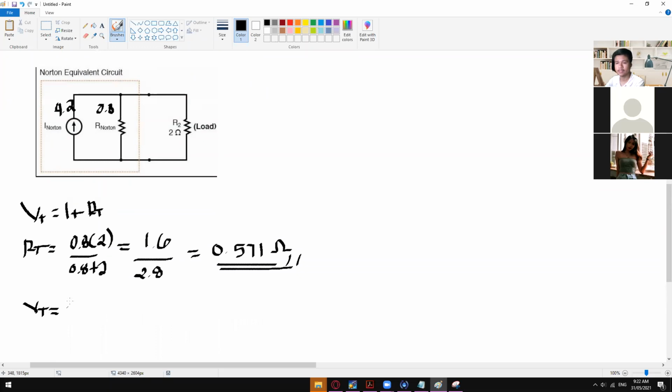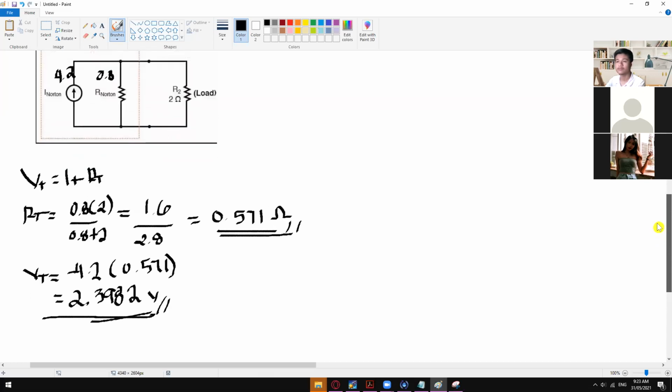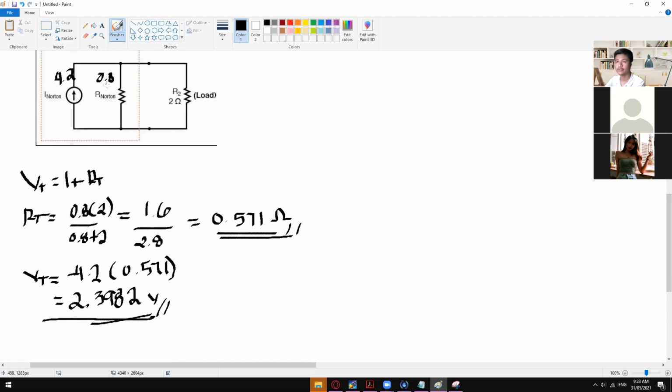So again, V total is equal to I total, which is 4.2, times R total, which is 0.571, will give us 2.398 volts.